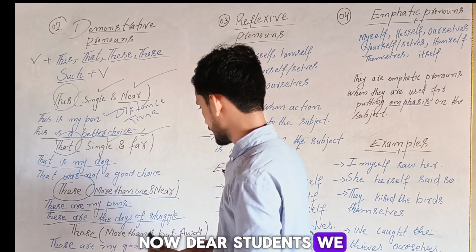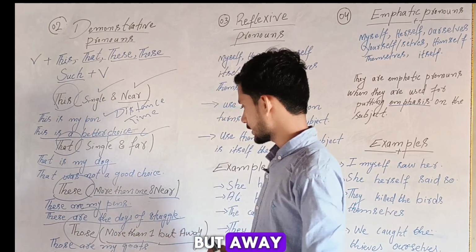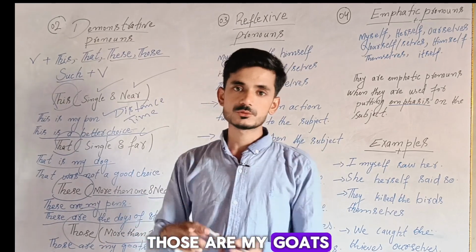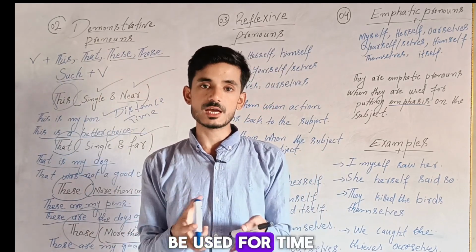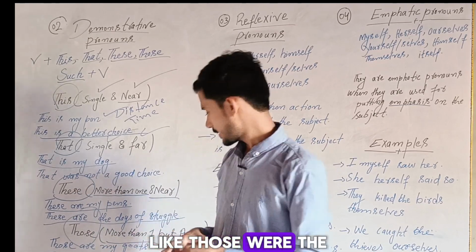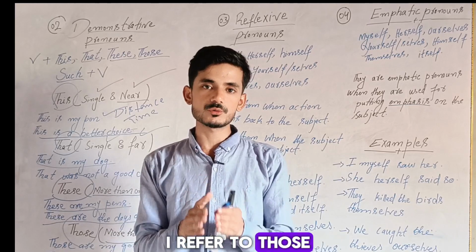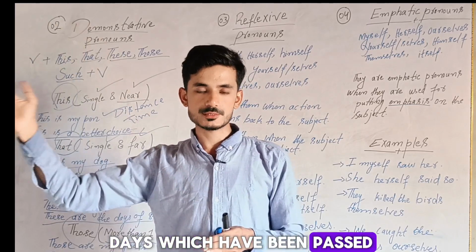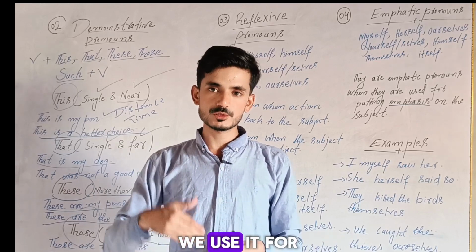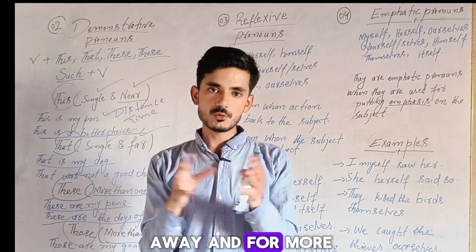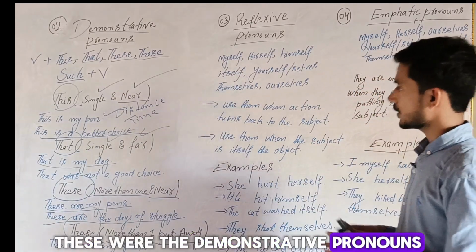Dear students, we have those. Those is used for more than one but away. Those are my goats. And it can also be used for time, like those were the happy days. When I say those were the happy days, I refer to those days which have passed. Those can be used for distance and time, and for distance we use it for away and for more than one thing or person. Dear students, these were the demonstrative pronouns.